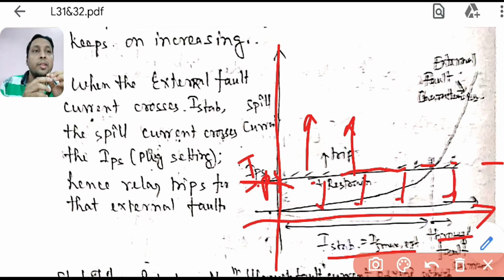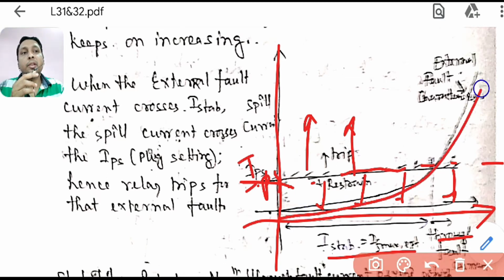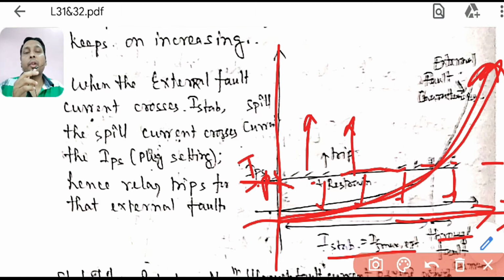So what will be the external fault characteristic? That means how your spill current will change if your external fault or through fault current increases. You can see as your through fault current increases, the spill current starts gradually increasing in this way. Up to a certain point it will come when it will cross the plug setting that you have given. Beyond this point the relay will trip for the external fault. You can see it is going into this trip zone.